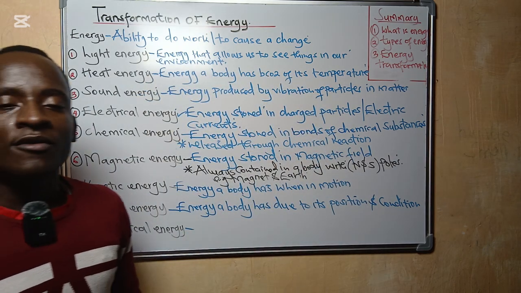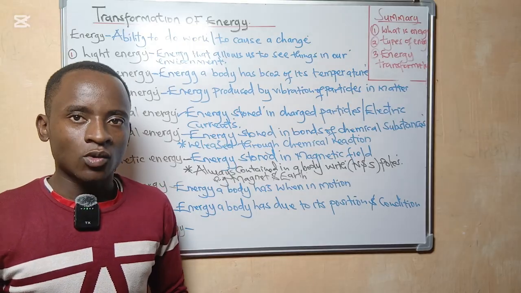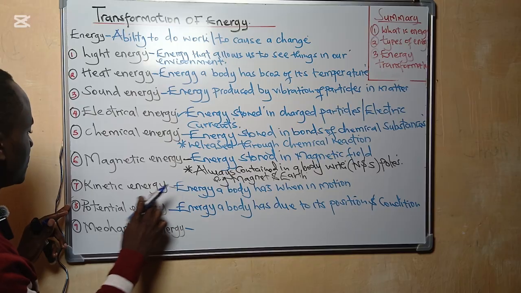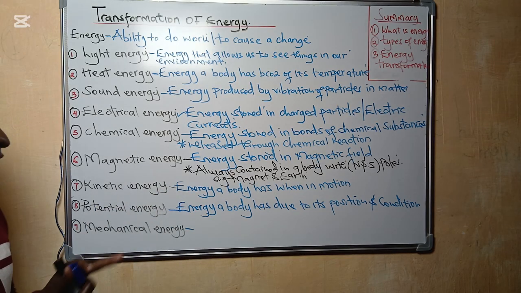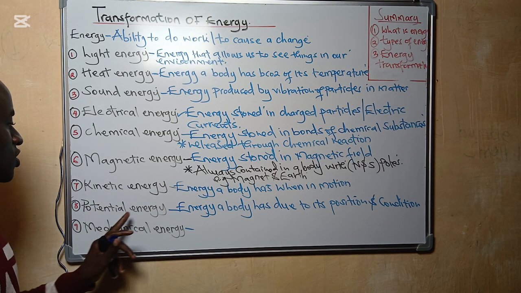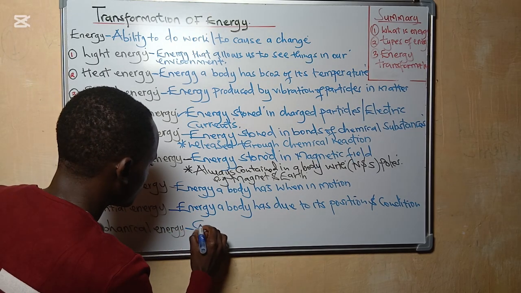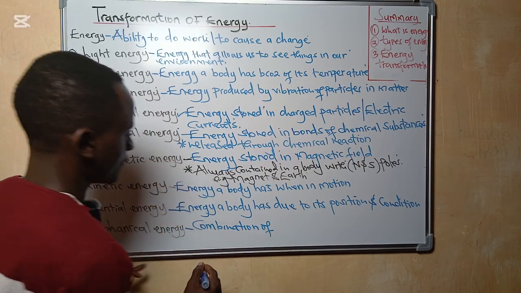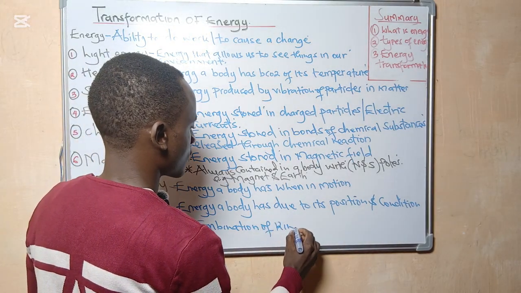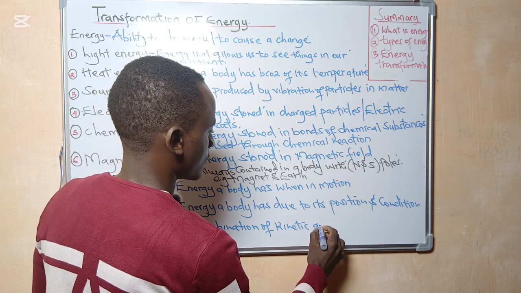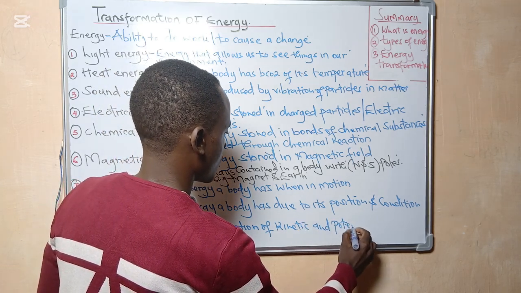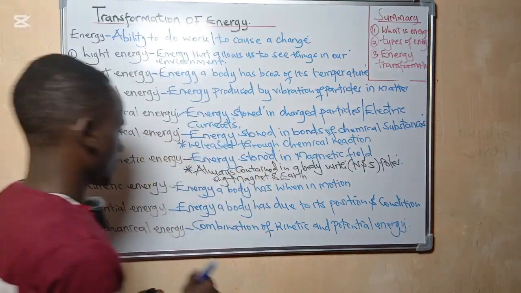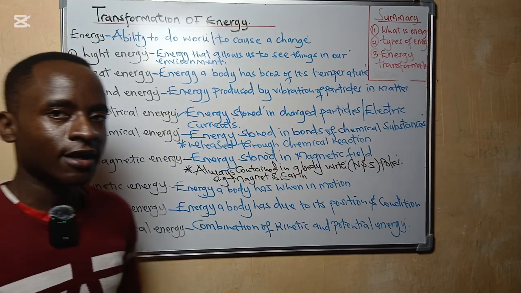Then the last form of energy is mechanical energy. What is mechanical energy? Mechanical energy is a combination of kinetic energy and potential energy. A combination of kinetic and potential energy.